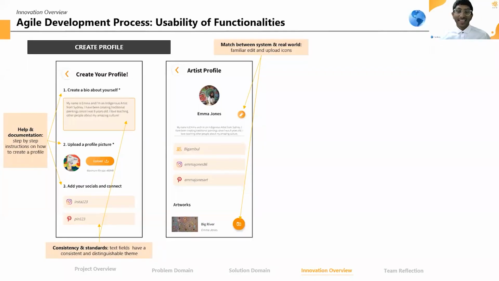Dreamtime leverages design industry best practices from applications such as Facebook and Spotify to deliver an unparalleled user experience. The design of Dreamtime employs thoughtful usability techniques using Nielsen's usability heuristics. When setting up your profile as an Indigenous artist, you receive step-by-step instructions on how to create a profile. This help and documentation is crucial for older Indigenous artists like Diana to learn how to use the application. The consistent theme of the application and familiar icons makes it easy for Diana to quickly learn the application.